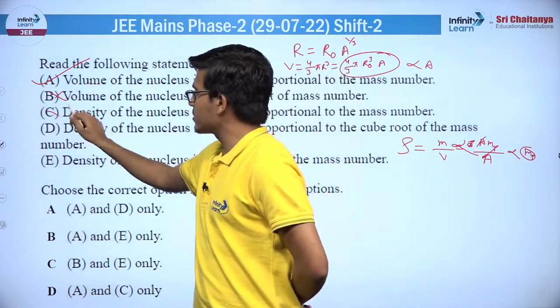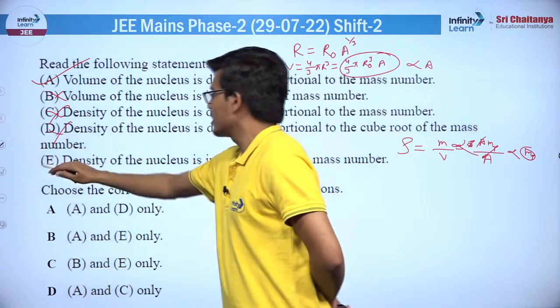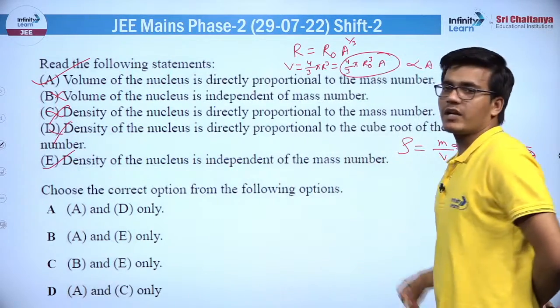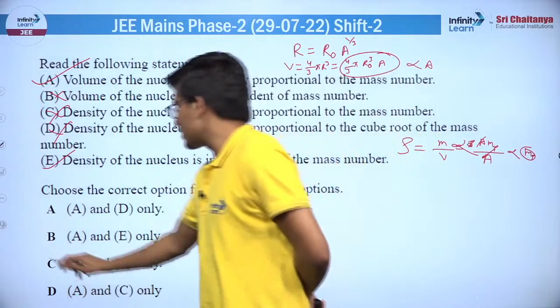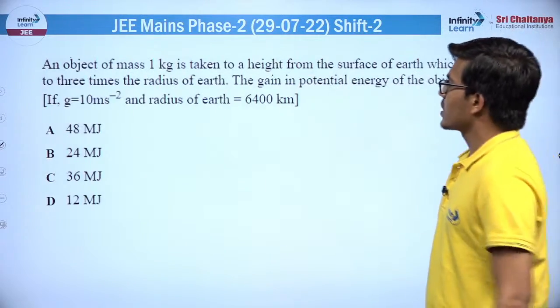Directly proportional to the mass number, this is wrong. Density of nucleus is directly proportional to the root of the mass number, wrong. Density is independent of the mass number, right? So A and E are right, meaning option B is correct. Moving to the next question.